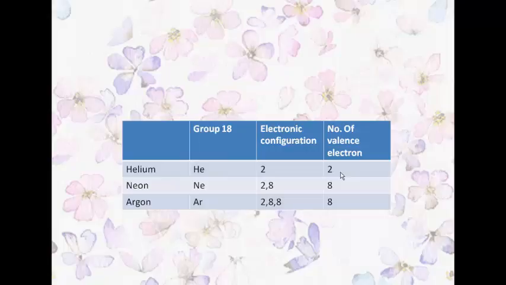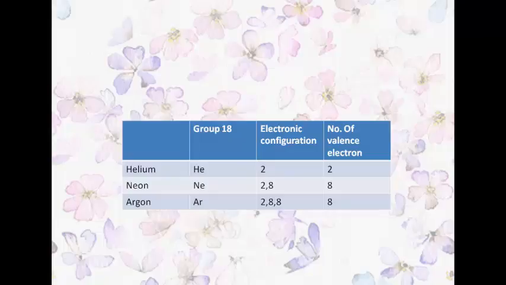So all the elements of group 18 have 8 valence electrons in each of their atoms. So the outermost shell of the atoms of the group 18 elements is already completely filled with electrons, so these elements have no tendency to lose or gain electrons. Due to this, these are called zero valent or unreactive elements.